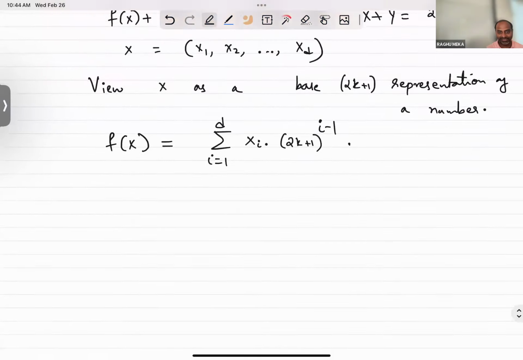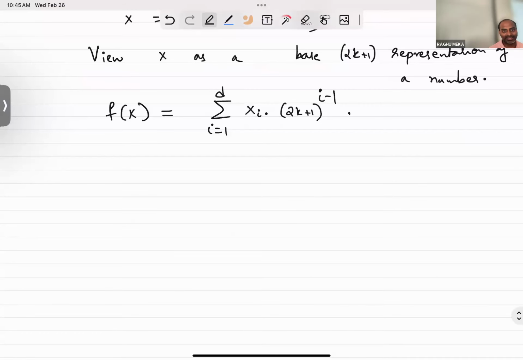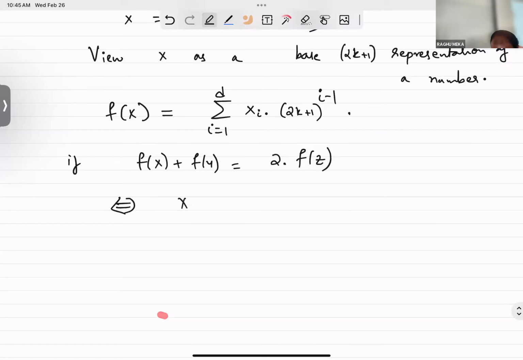All right, and so that's it. So we have a mapping now. And the point is that if f of x plus f of y equals 2 times f of z, then we should actually have exact equality because there is no carryover. xi is in the range 1 through k. yi is in the range 1 through k. When I add them up, I'm not getting a carryover to the next one, right? So this happens if and only if x plus y equals 2z. Okay, you can write it down more carefully.